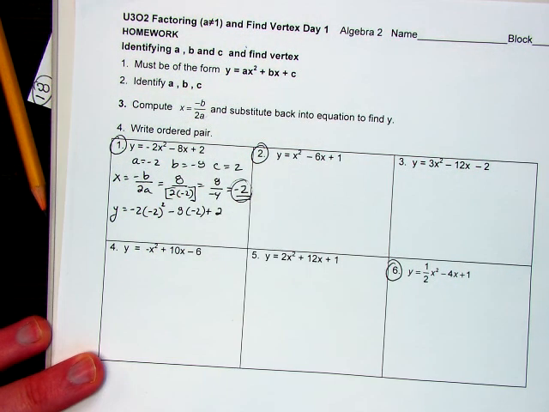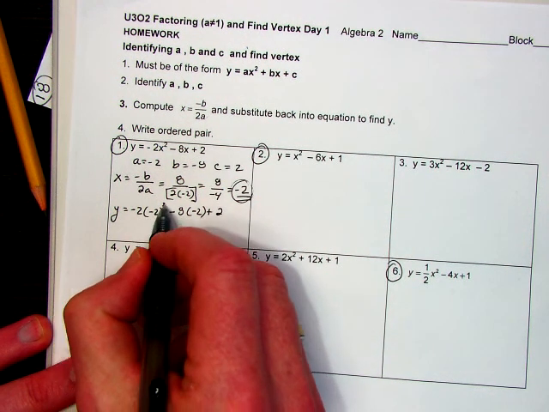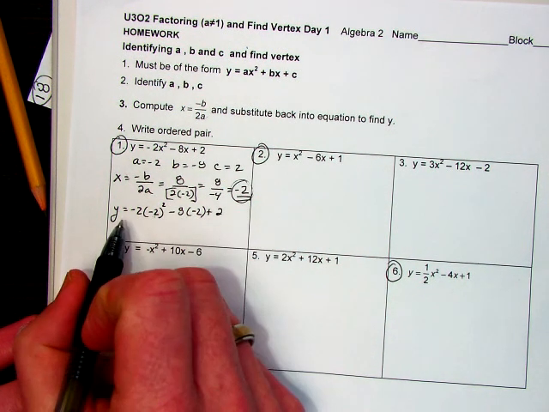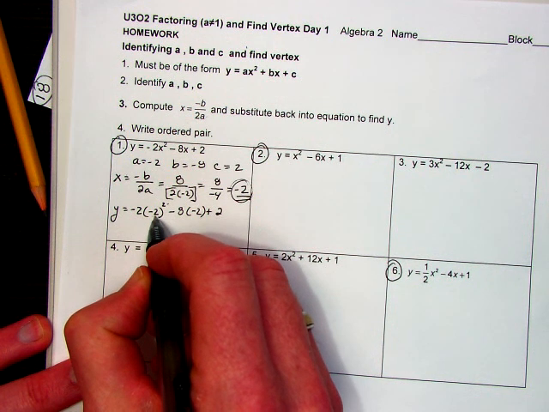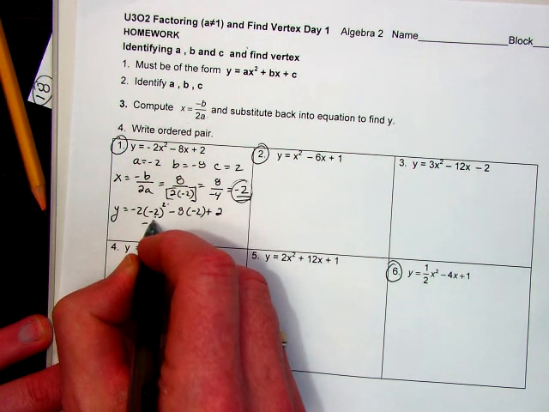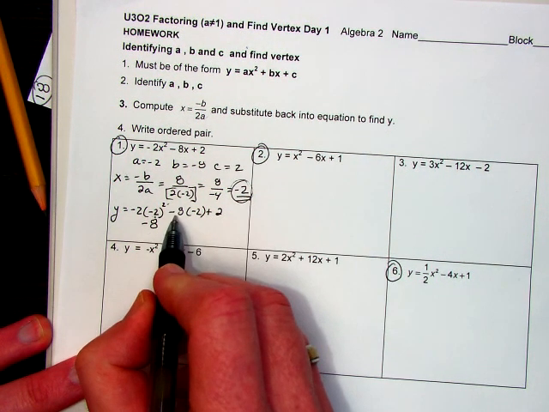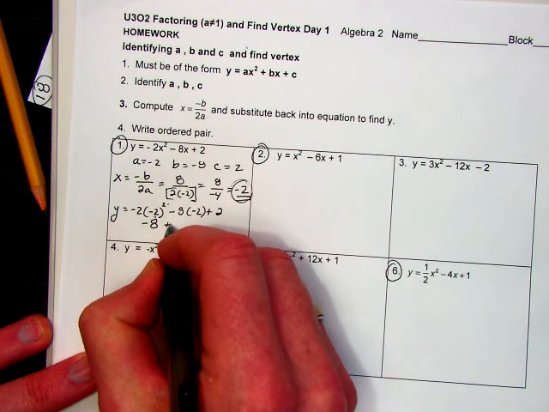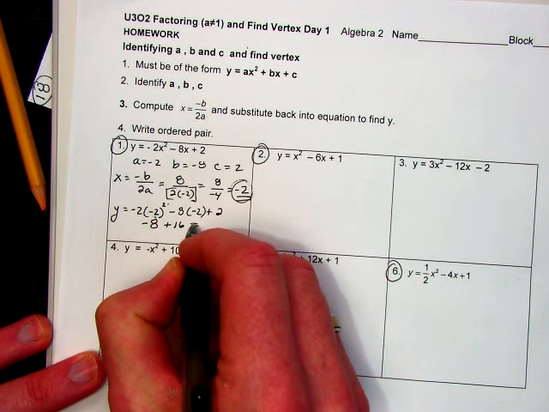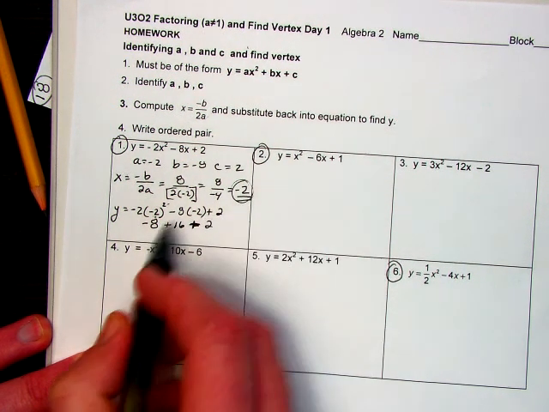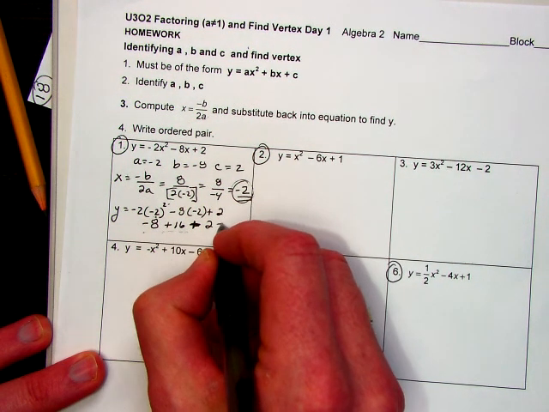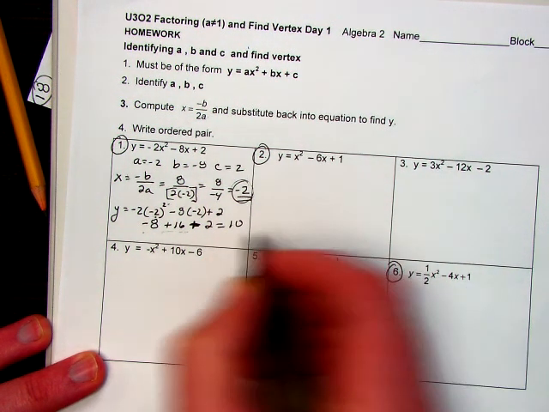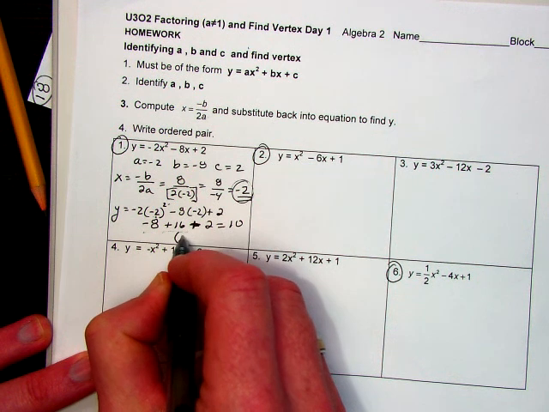All right. So if I square -2, I get 4. I know most of you will dump it in your calculator, but if I square -2, I get 4 times -2 is -8. -8 times -2 is +16 plus 2. So here I get +8 when I combine those two, plus 2 more is 10. So my vertex is at (-2, 10).